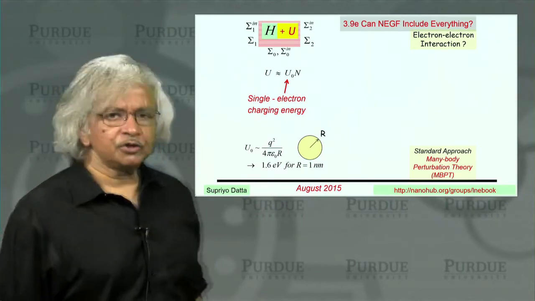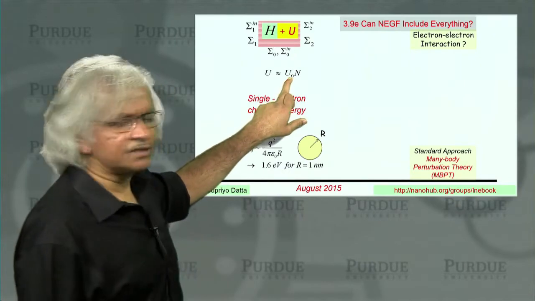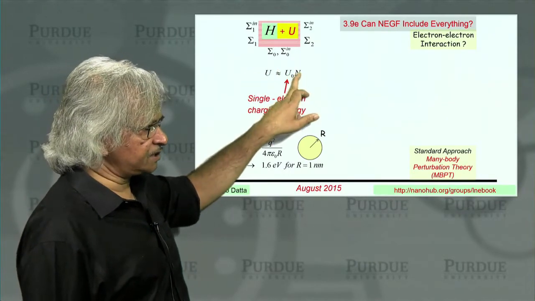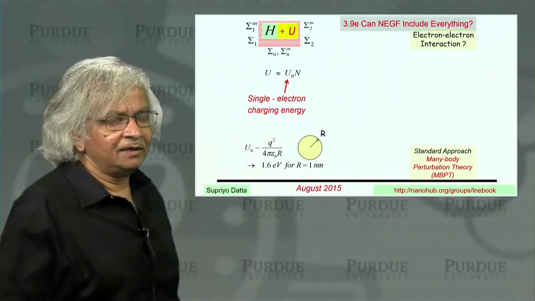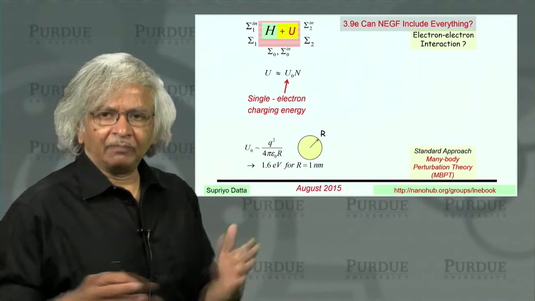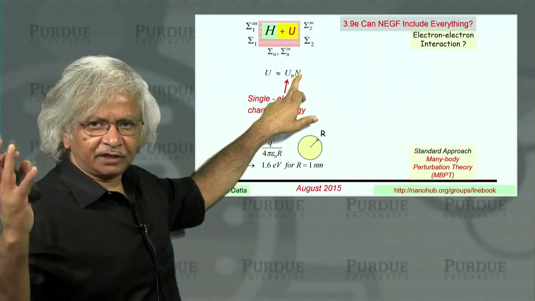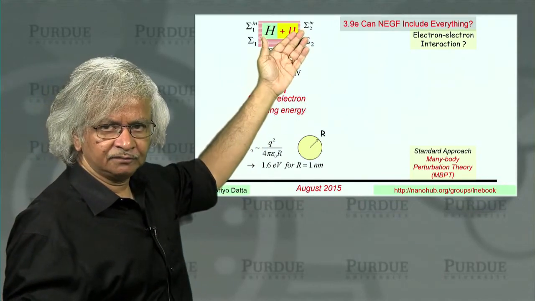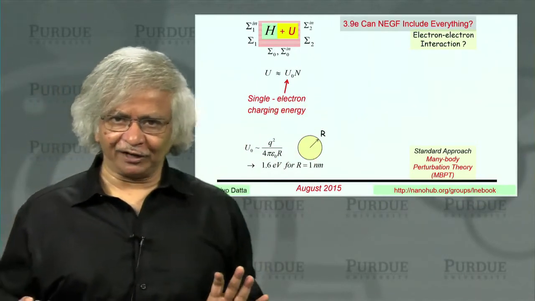Now, usually what happens in normal devices is that U0 is a very small number. But U is not negligible because the change in the number of electrons is big. So U0 may be just, say, 1 microvolt, but the delta N could be tens of thousands. And so you would still have a sizable potential to include, but you wouldn't have single electron effects.